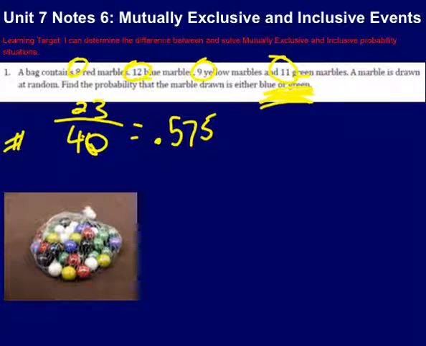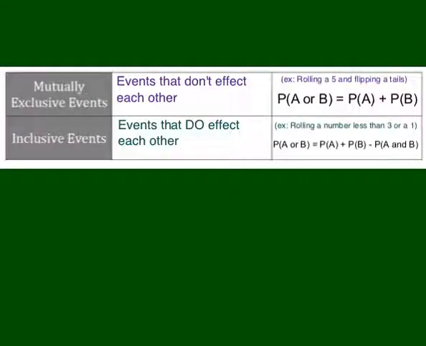Alright, why is that important? Because technically, when I added this 12 here, I did 12 plus 11. So that tells you that those are mutually exclusive. Mutually exclusive events are events that don't affect each other. So you add the 12 and 11, because it's a blue marble or a green marble. There's nothing in the middle. So they don't affect each other. They just want to know the odds of one or the other. So then you get to add.